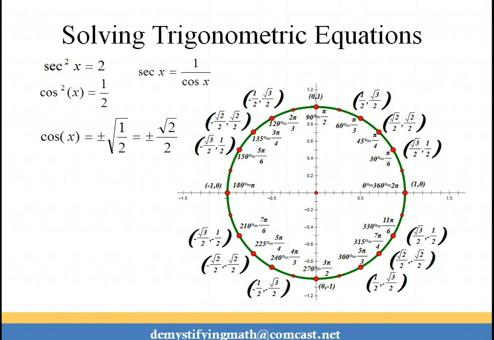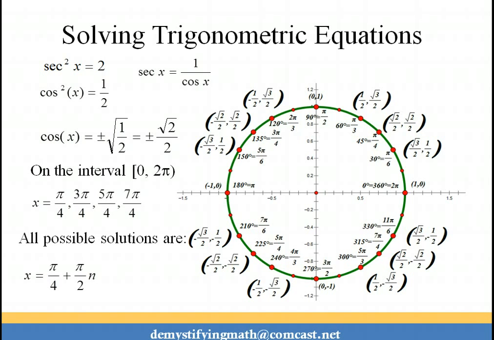Now, in this case, we get positive or negative square root of 2 over 2. So between 0 and 2 pi, we have 4 solutions. Pi over 4 is a positive square root of 2 over 2. The 3 pi over 4 is the negative square root of 2 over 2. And then you also have 5 pi over 4 and 7 pi over 4. So these are all separated by pi over 2 units. So you have pi over 4 plus pi over 2n as all your possible solutions.